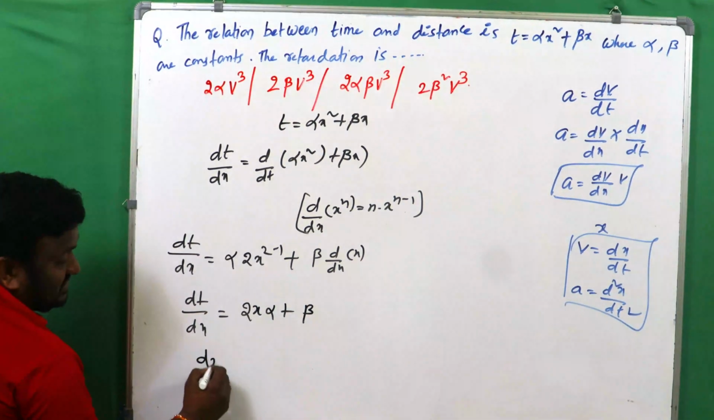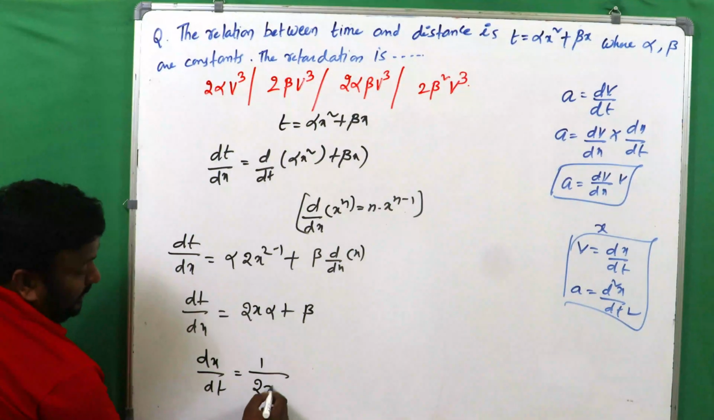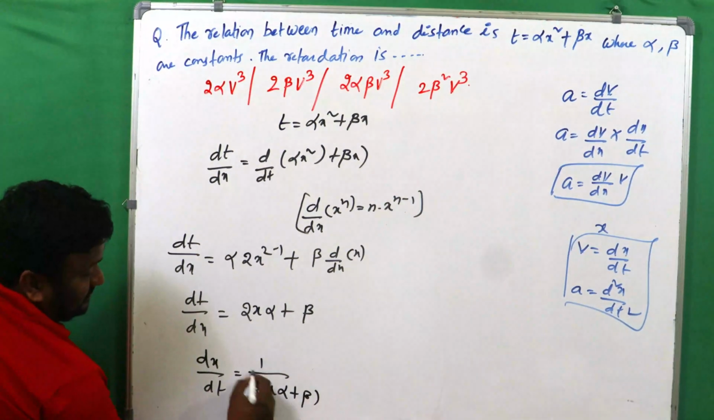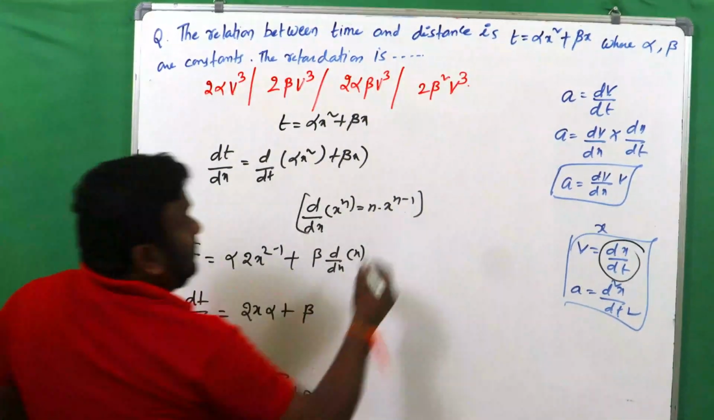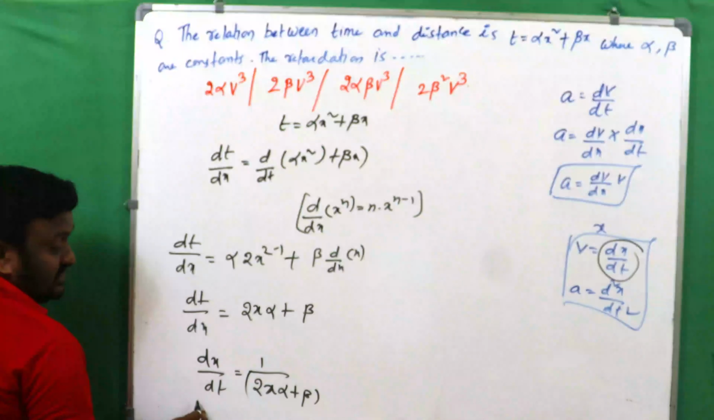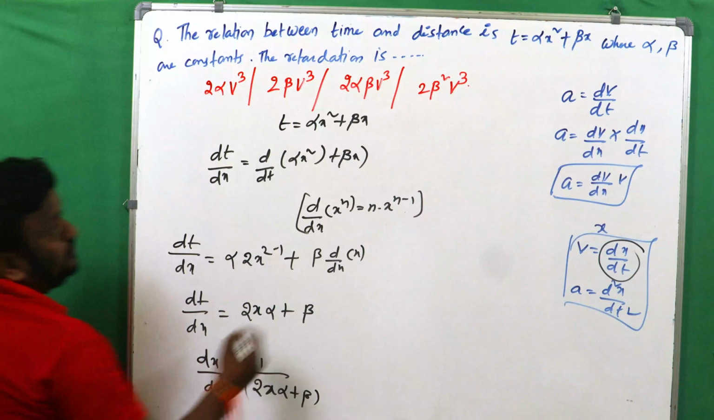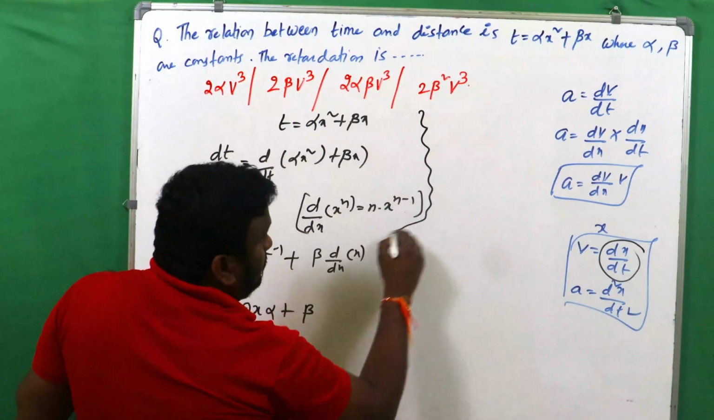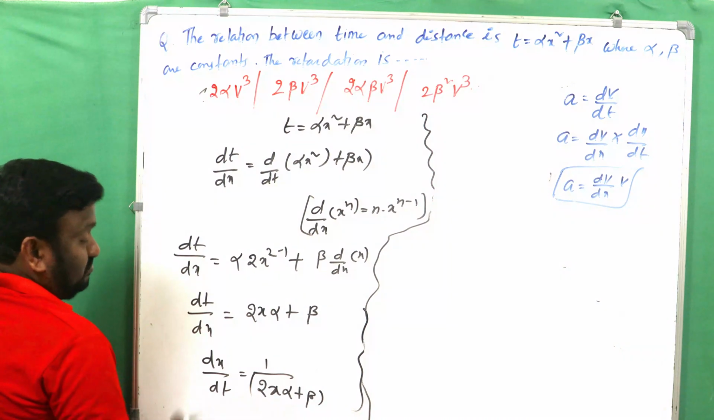I am going to write it like this: dx by dt is equal to 1 by 2x alpha plus beta, we can write. So already we discussed, dx by dt is velocity. That's why here dx by dt is equal to 1 by 2x alpha plus beta. Clear? Then it is equal to 1 by 2x alpha plus beta.